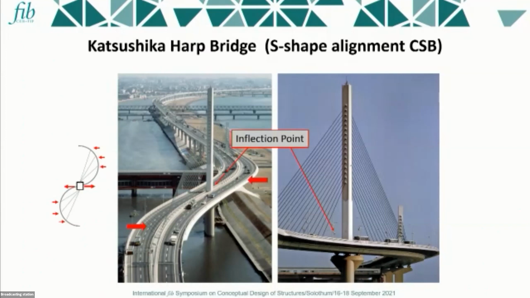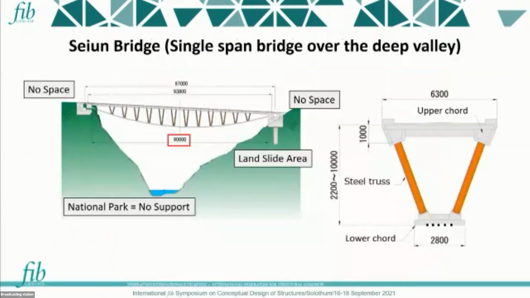So the tower point is the inflection point. So you can imagine the lateral force, this side and this side, is equal. So finally, the tower shape is very slender. I love this structure. And this is our work.